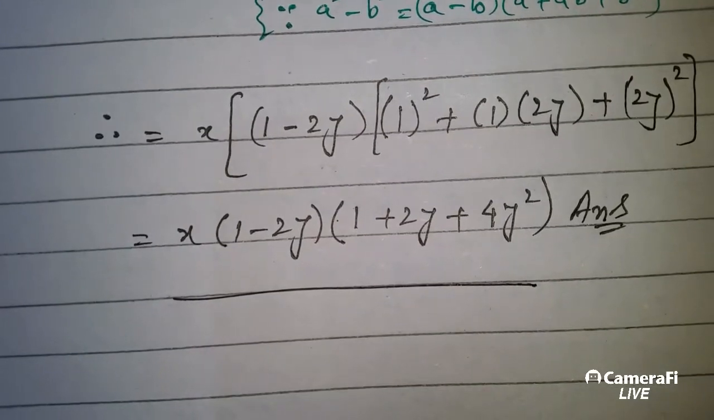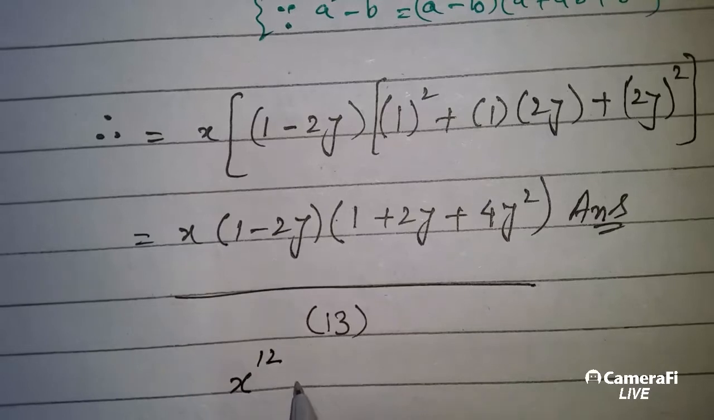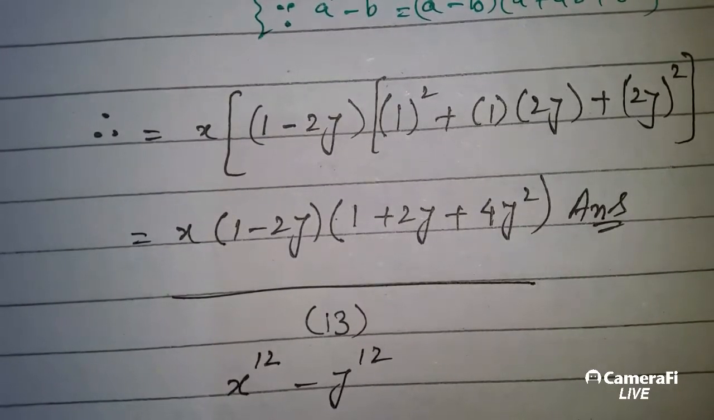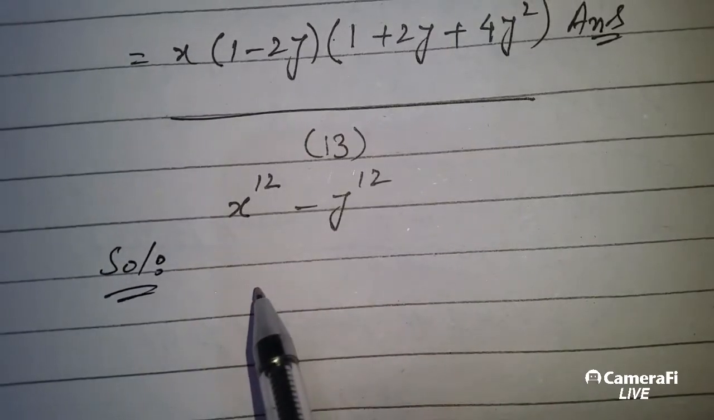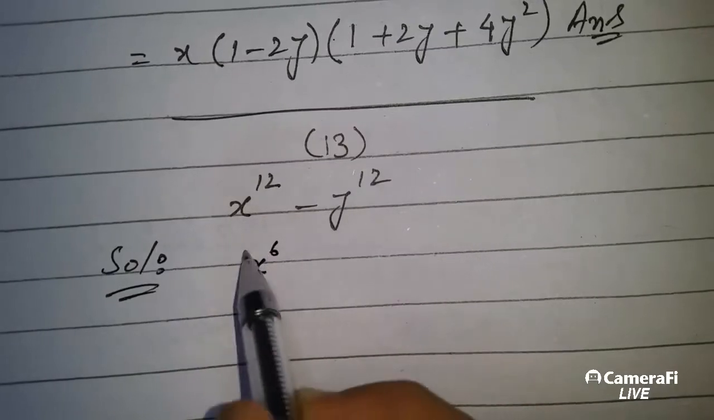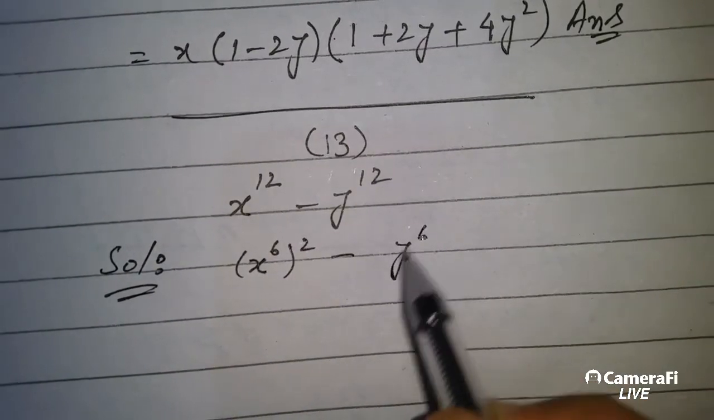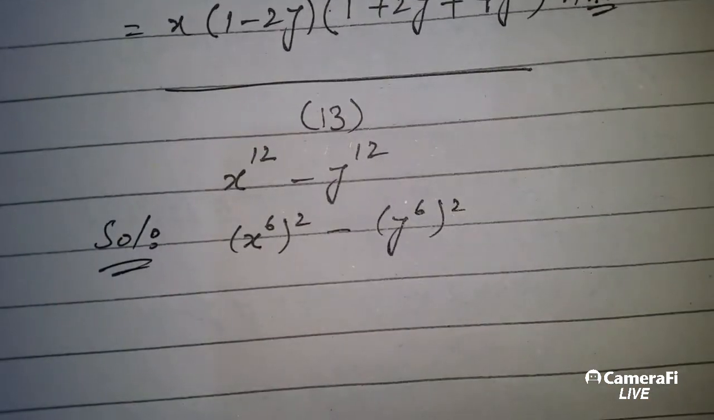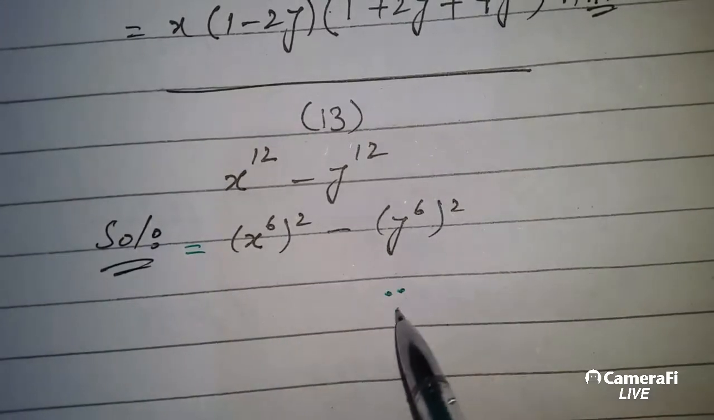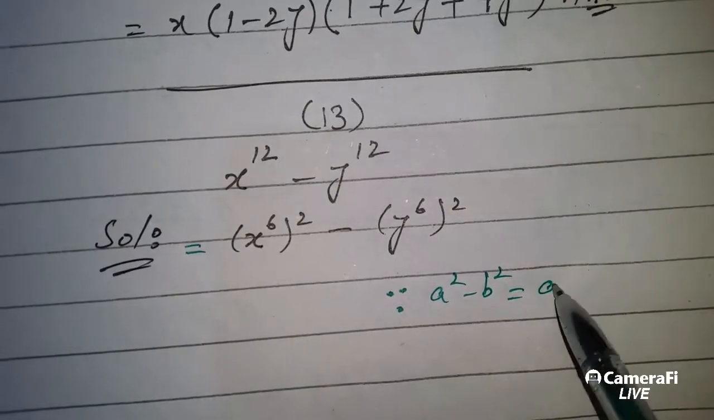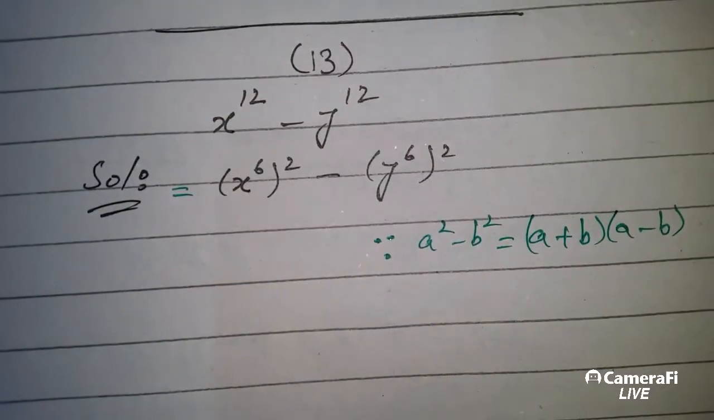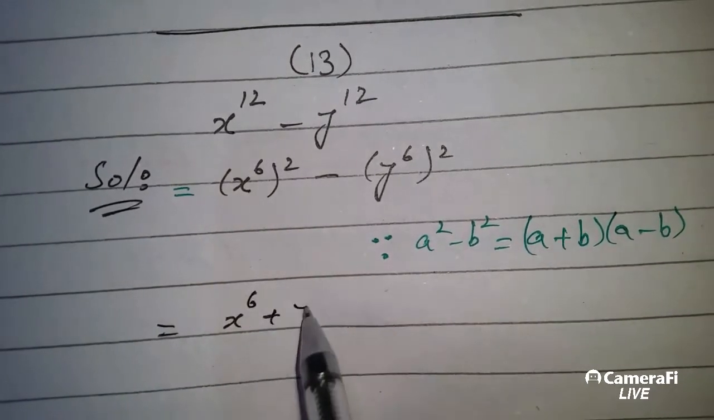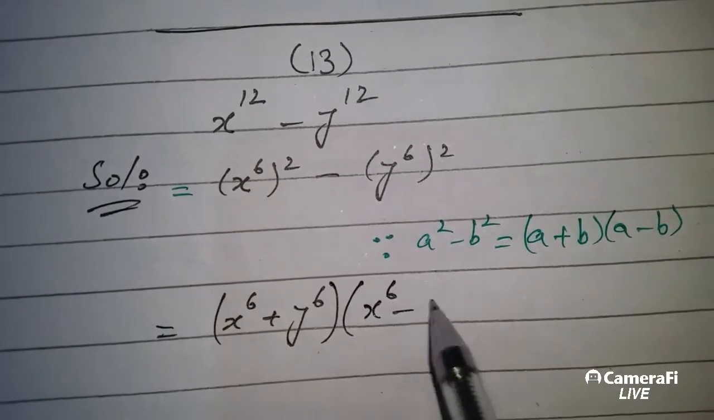Now moving to the next question. 13. X power 12 minus y raised to power 12. Here we can apply the square formula first. For example, this can be written like this. And here we can apply the formula, since a square minus b square equals a plus b into a minus b. Therefore, this thing becomes x square plus y square into x square minus y square.